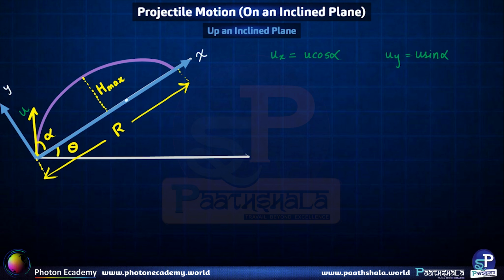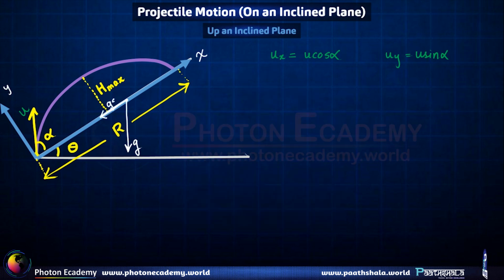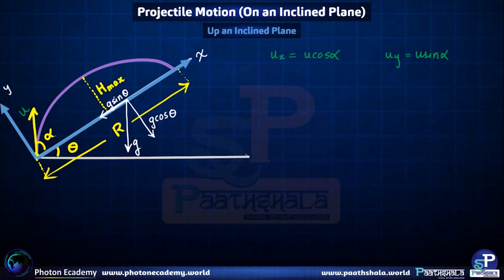So since acceleration due to gravity g is downward over here, down the plane acceleration due to gravity has a component g sin theta, and perpendicular to the plane acceleration due to gravity has a component g cos theta, and hence here acceleration due to gravity is going to affect the x direction motion as well as the y direction motion, unlike in the case of ground to ground projectile.